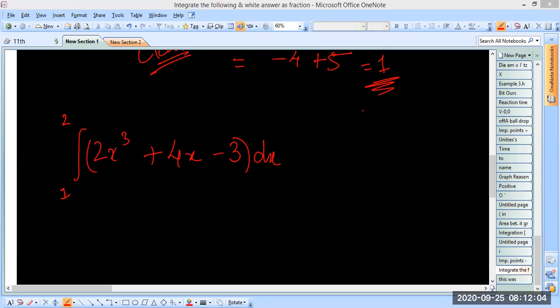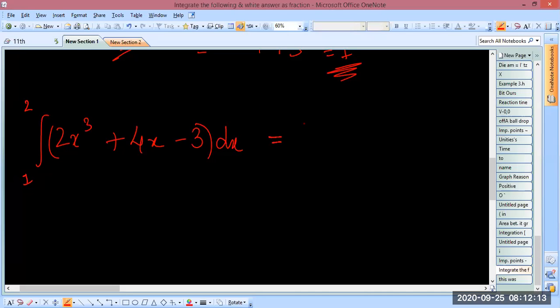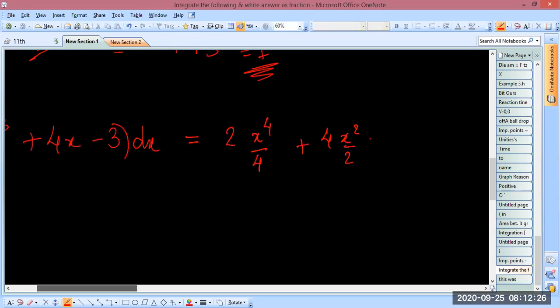Kunal, it was integration symbol, right? This is the symbol of integration. Yesterday we learned that technique. So here you have 2, and it's going to be x raised to 4 by 4 plus 4x squared by 2 minus 3x.